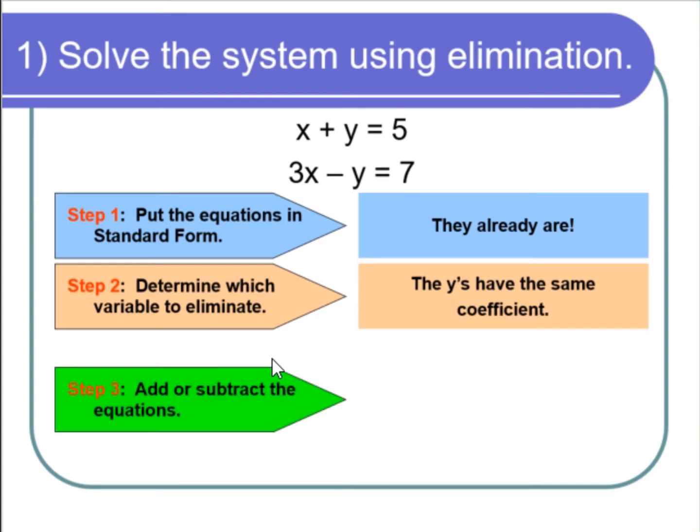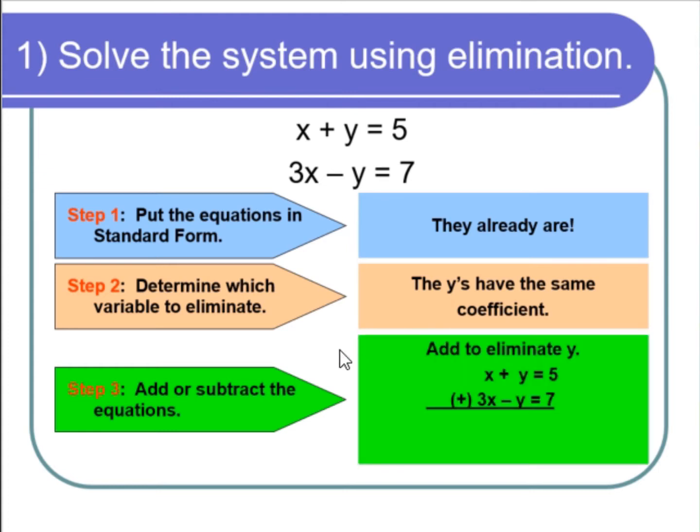And then the third step, we determine if we are going to use addition or subtraction. Looking at the sign of the coefficient of y, the first one is positive and the other is negative. So we will be using elimination by addition since the signs are different. So we have to eliminate the variable y. Equation 1, x plus y is equal to 5, plus equation 2, 3x minus y is equal to 7. The y now, since they have different signs, will be eliminated.